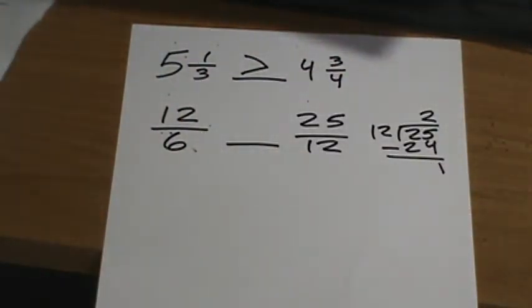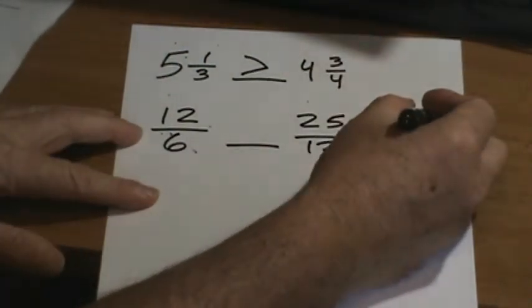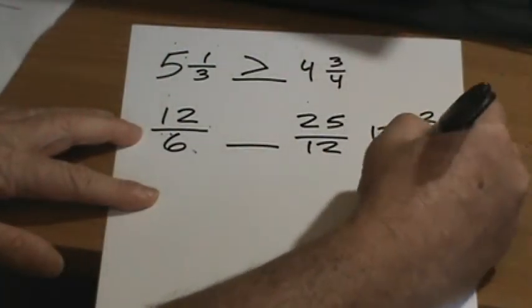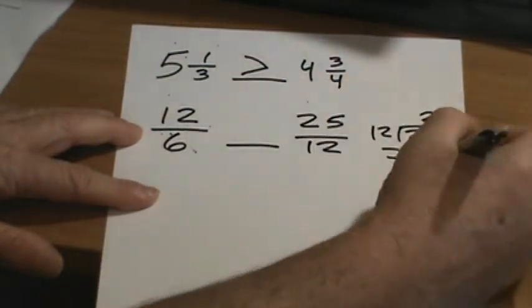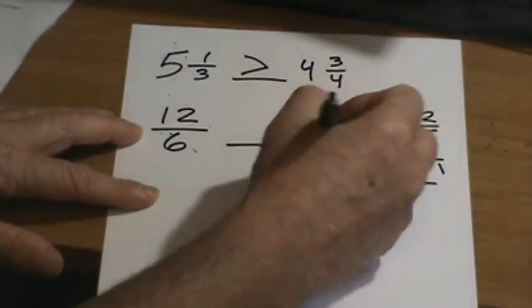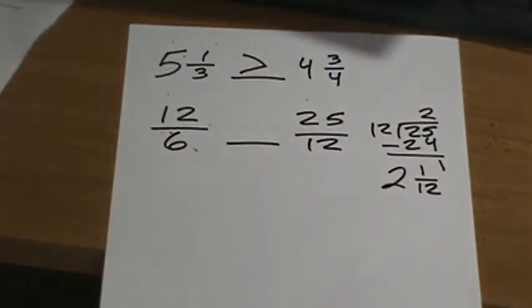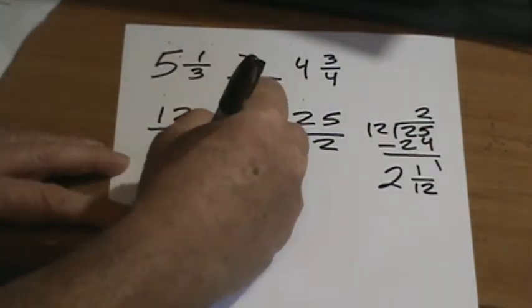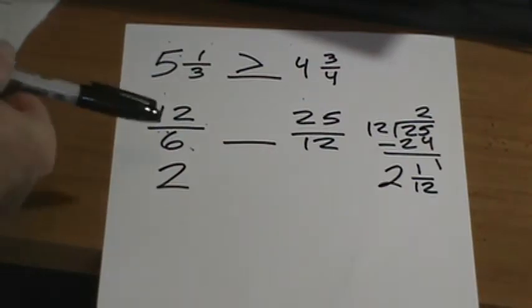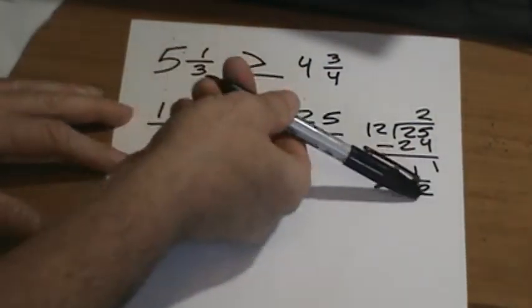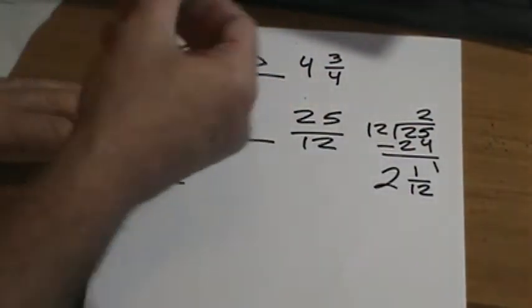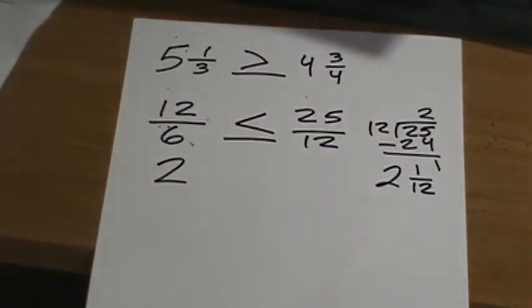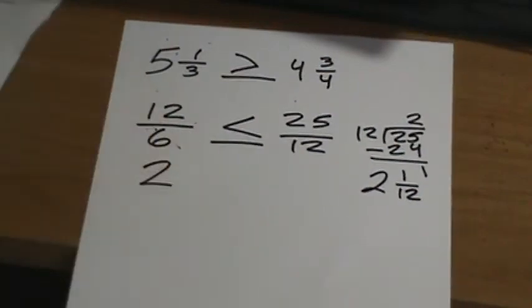Now, how do we determine what this is in a mixed number? Well, remember, this is the whole number, 2, and the numerator is the remainder, and the denominator stays the same. So we have 2 and 1/12. And over here, we did 12 divided by 6, and it's just 2. So what's greater? Well, just a regular 2, or 2 and a fraction. 2 and 1/12. Well, it's 1/12 larger, so Annie Alligator is going to eat 25/12. Okay? Let's continue on.